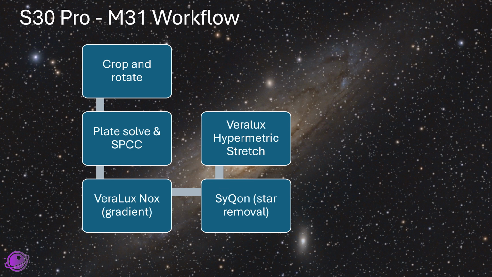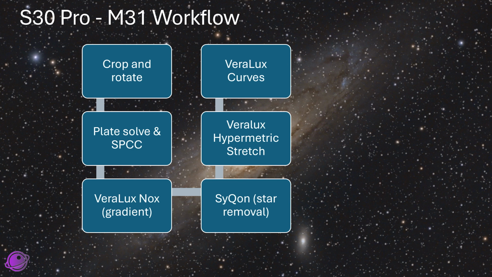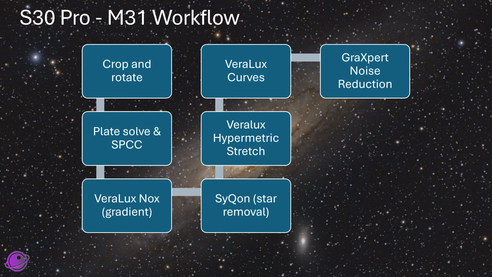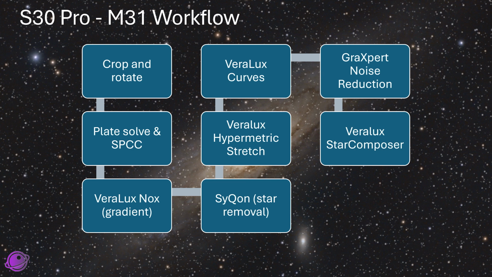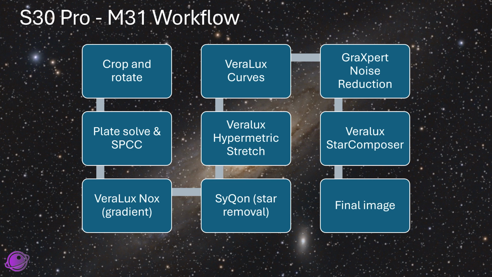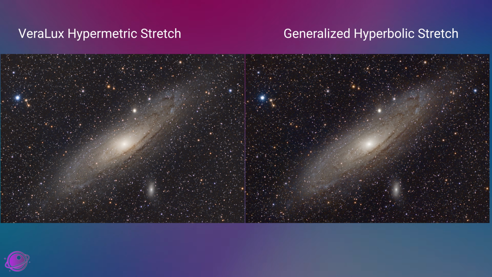And then we'll do some curves and saturation adjustments using VeraLux curves, noise reduction with GraXpert, and then finally we'll recombine our stars using VeraLux's Star Composer script. This is just one workflow. There are many others. You can also do workflows where you don't remove the stars at all, save a couple of steps, and just do a stretch using VeraLux hypermetric stretch or generalized hyperbolic stretch, or both.